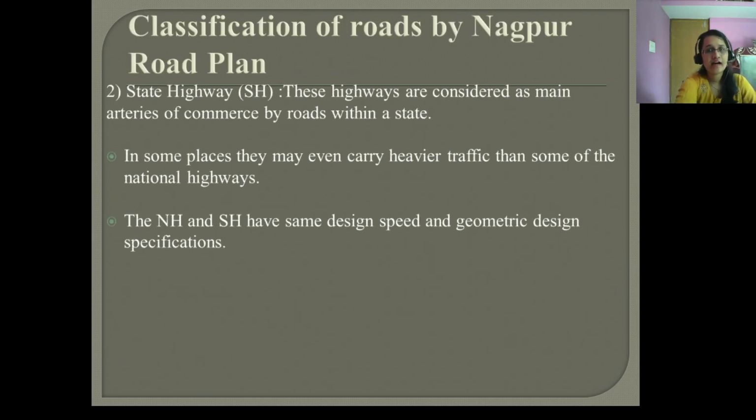Coming to the state highway, these highways are considered the main arteries of commerce by road. Now this NH, that is a national highway, and SH, which is a state highway, have the same design speed and geometric design specifications. So this is the main characteristic of these highways.